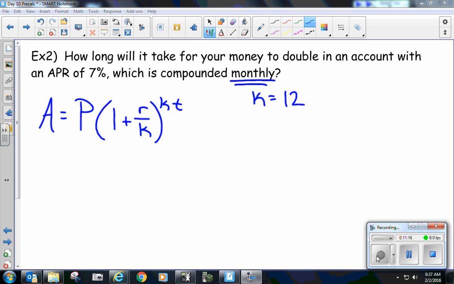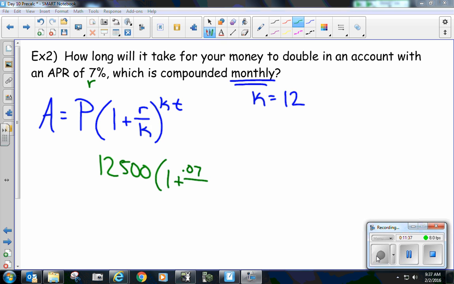Yeah, we're going to have to find time again, so we're going to have to use log or natural log. So, what do we have here? We still have 12,500 as our initial investment. 1 plus our rate is what now? 0.07. Yeah, it's 7%, but we say 0.07 in our equation.